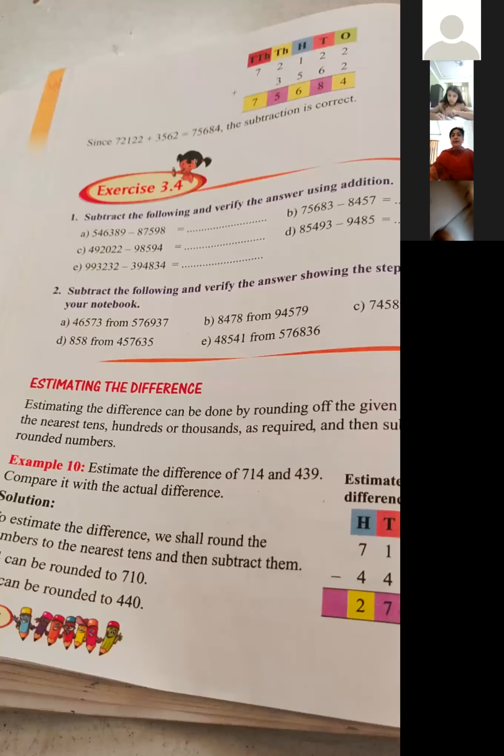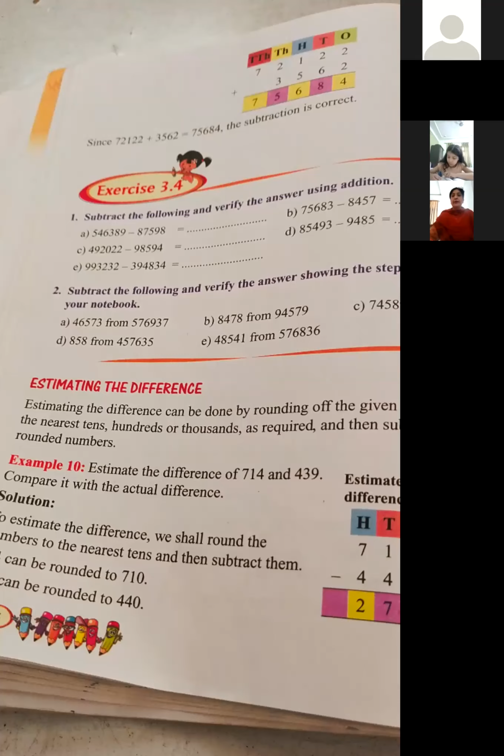Okay, Gagandeep Kaur. Ma'am, I am doing. Okay, fast, beta. Now let me know, Gagandeep. First, tell me the bigger number is called. In subtraction, the bigger number is called. Very good. And the smaller. Very good, bache. And the answer is called Difference. Difference.